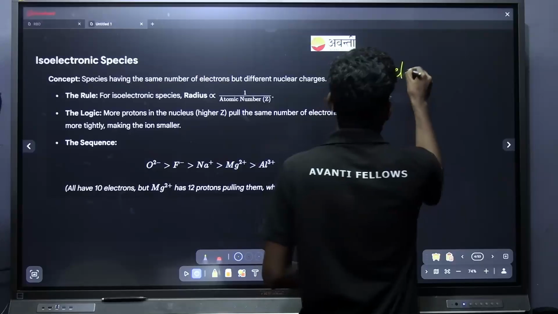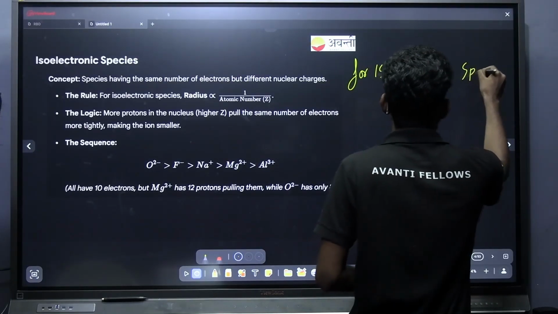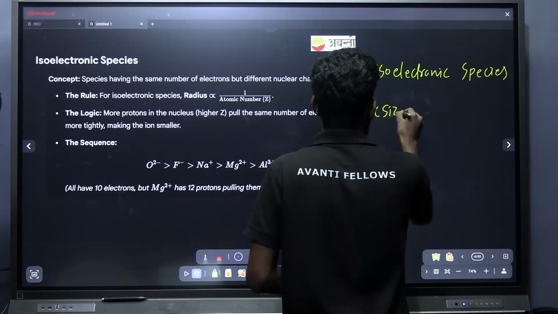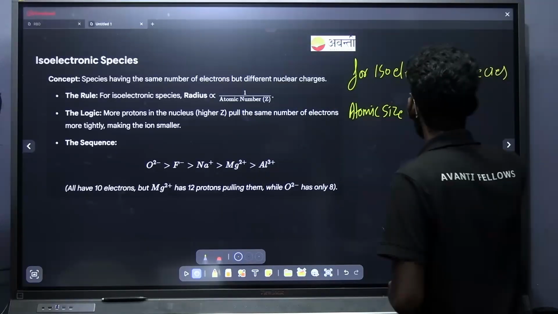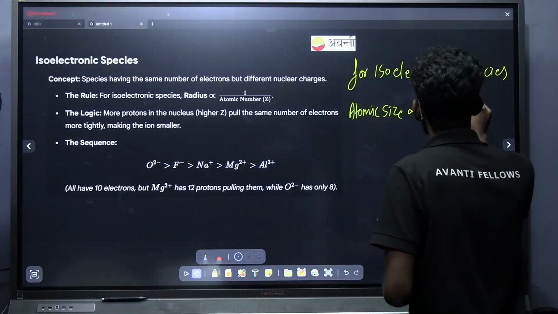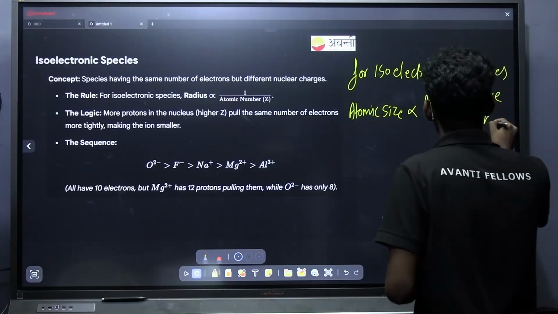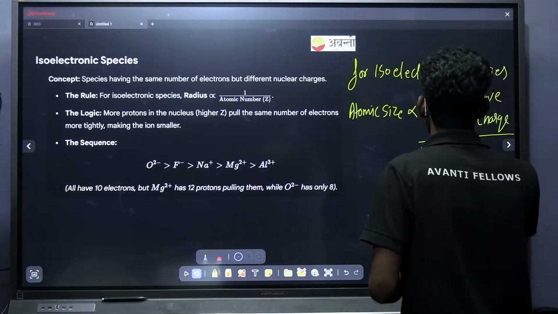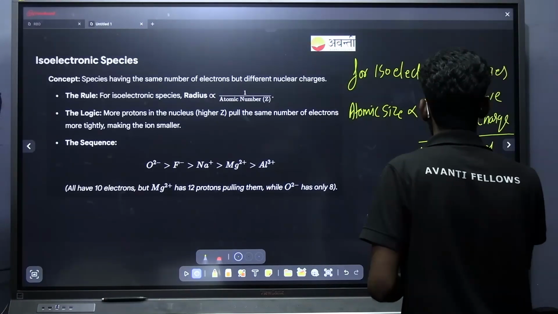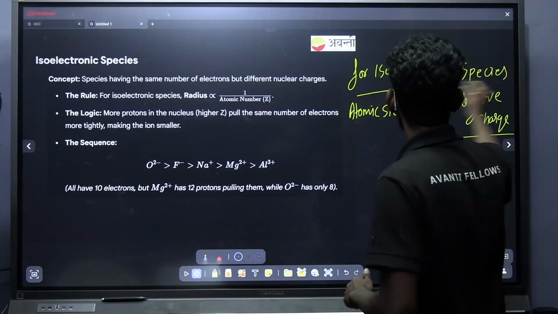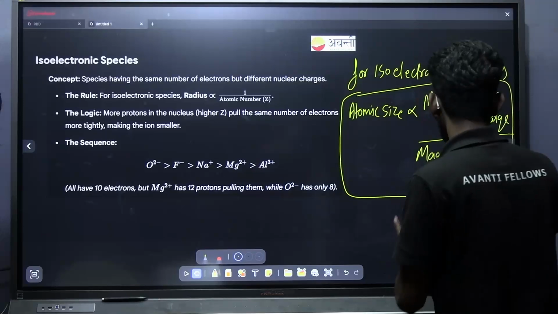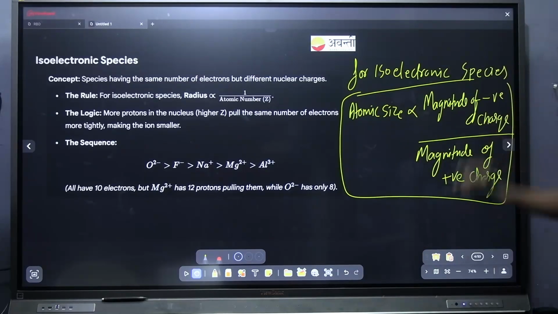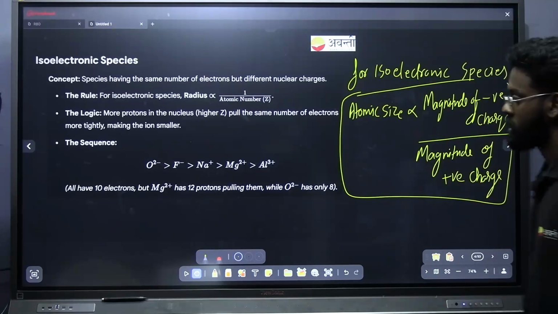For isoelectronic species, the point I want everyone to note is that atomic size is directly proportional to the magnitude of negative charge and inversely proportional to the magnitude of positive charge. Sorry, I made a mistake at first; it is directly proportional to the magnitude of negative charge and inversely proportional to the magnitude of positive charge.